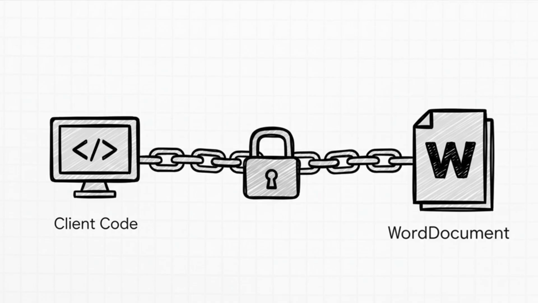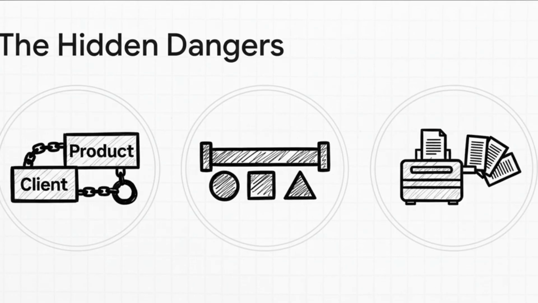But here's the catch. Your client code, the part of your app that uses this document, is now directly handcuffed to that specific Word document class. And that, my friends, is where the trouble starts. This one little line of code leads to some big problems. First, you get that tight coupling we talked about. Your code is now hardwired to one specific class, and that means you have zero flexibility.